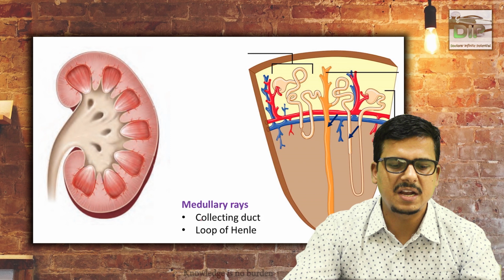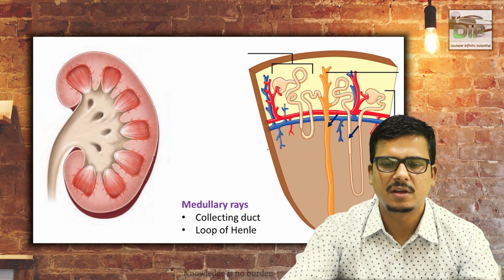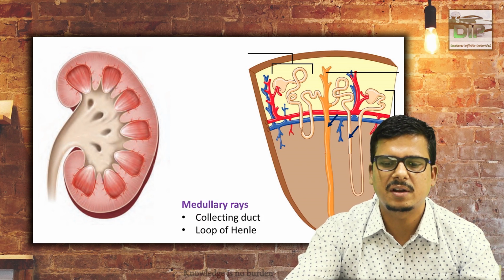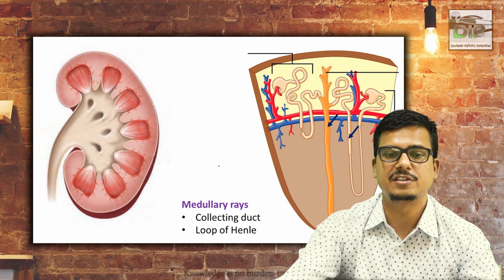These medullary rays are mainly formed by the loop of Henle and collecting duct. If you see the medulla here, these are the loop of Henle and this is the collecting duct. So these two structures mainly form the medullary rays.